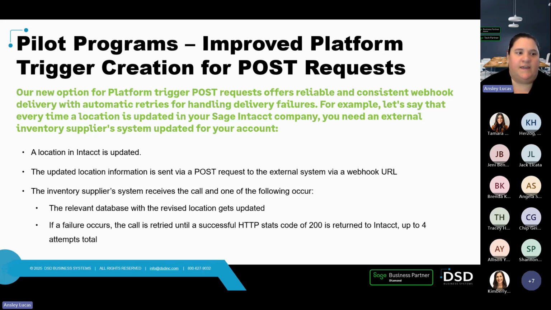So an example, let's say you have a location that's in Intacct and you actually update that location in Intacct. What this trigger creation for post requests will do is it'll take that updated location information and it'll actually send a post request out to the system that you have integrated with Intacct to go ahead and try and update that record in that system. Like I said, this pilot program, they're still testing it.